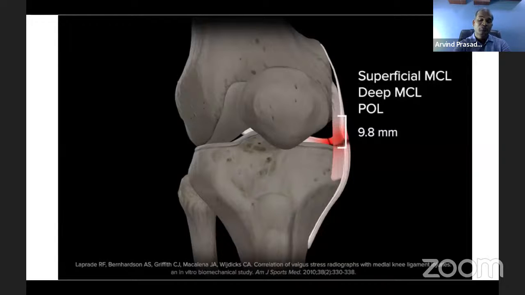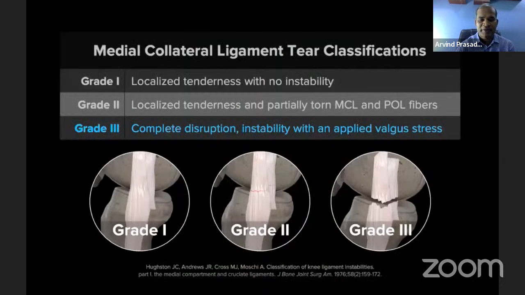But if it is more than 1 centimeter, it means all the 3 structures are torn on the medial side. So nowadays, a stress X-ray is taken as one of the main criteria for making the diagnosis of MCL injury, particularly in chronic cases, not in acute cases, because in acute cases the patient will have a lot of pain while doing this.